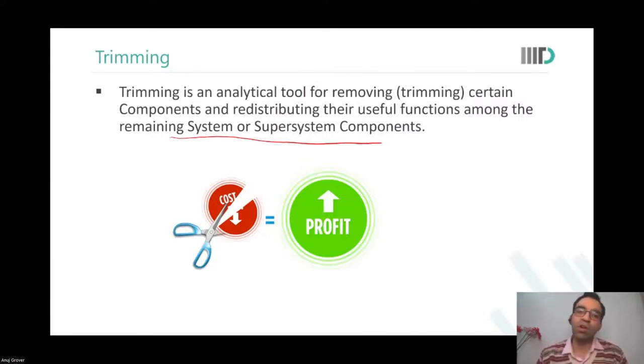So trimming is not only about removing certain components, but equally importantly, redistributing their useful functions among other components. If I am unable to redistribute the useful functions among other components, I cannot trim that particular component, even if the value that it is adding is very low. If it is the only component that can do that particular function, then I have to keep that component in my system. I cannot trim it.